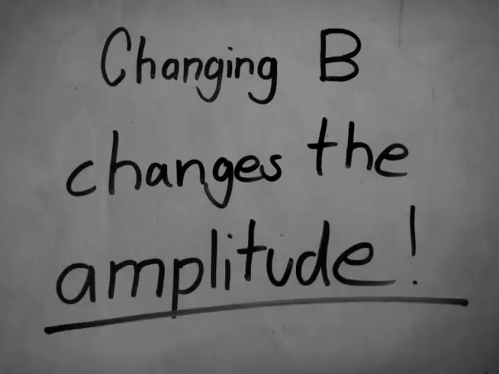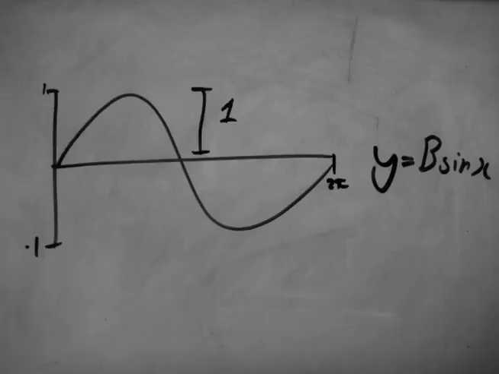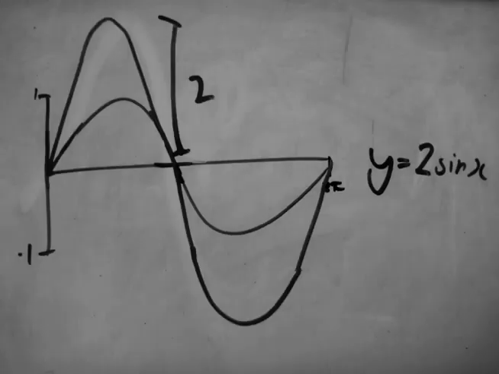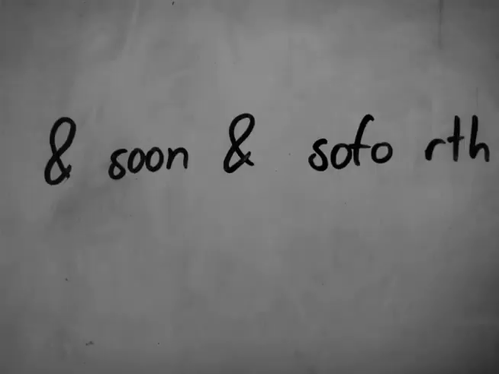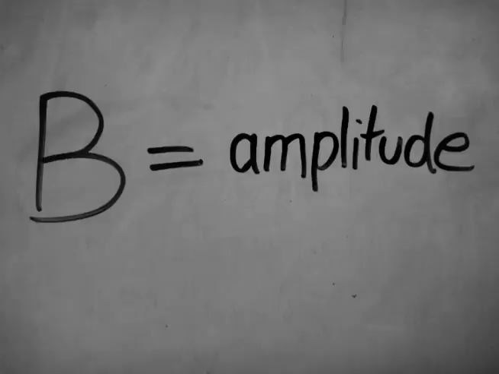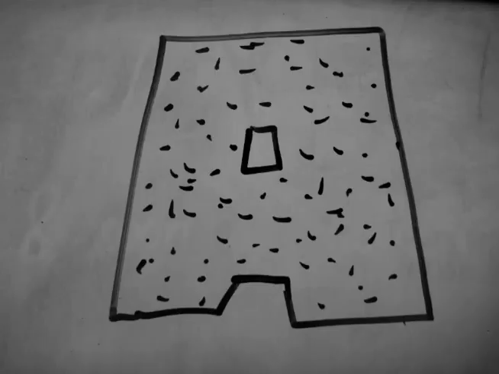So changing b changes the amplitude. So if the amplitude is regularly 1, then b being 2 would make it 2. B being a half would make it a half, and so on and so forth. Although writing it like that doesn't make much sense when it's split up like this. So b equals the amplitude. Yay! Now for the a value, which is really easy.